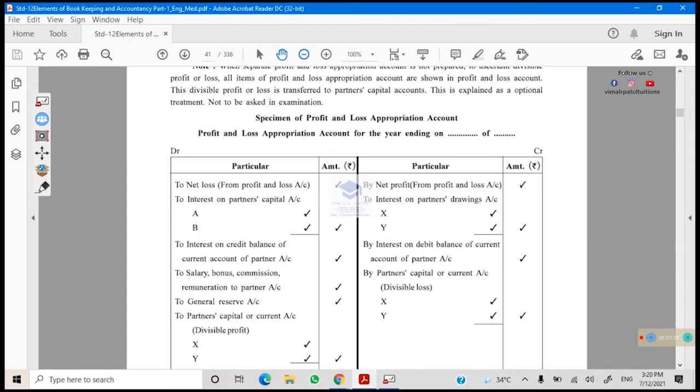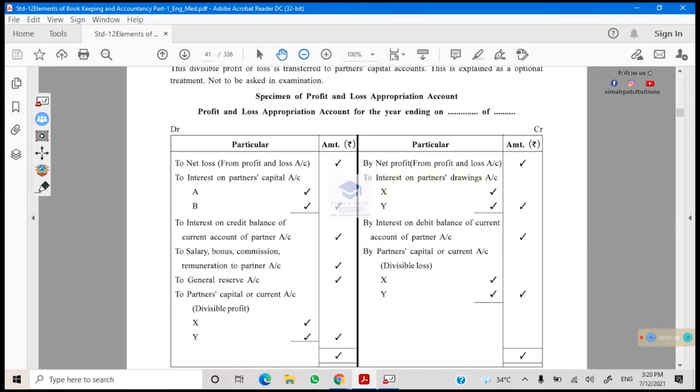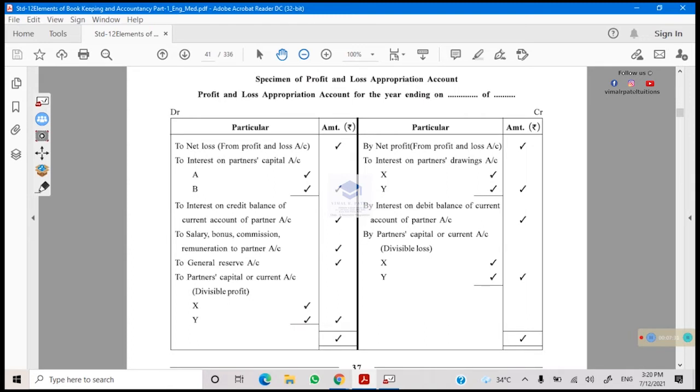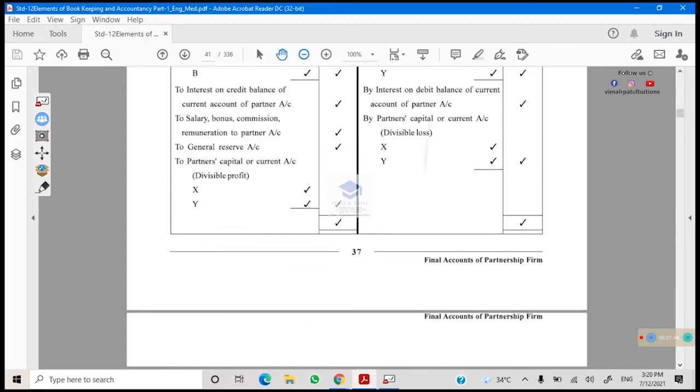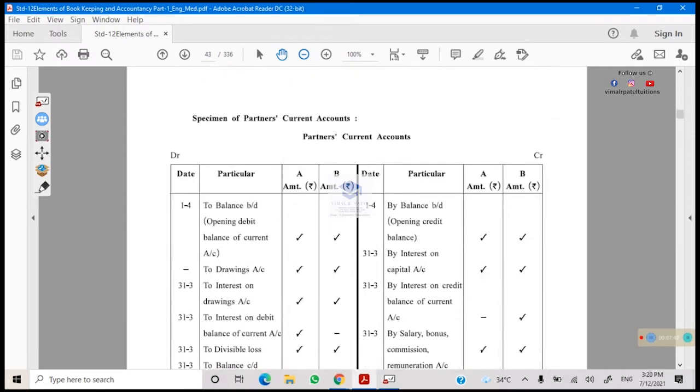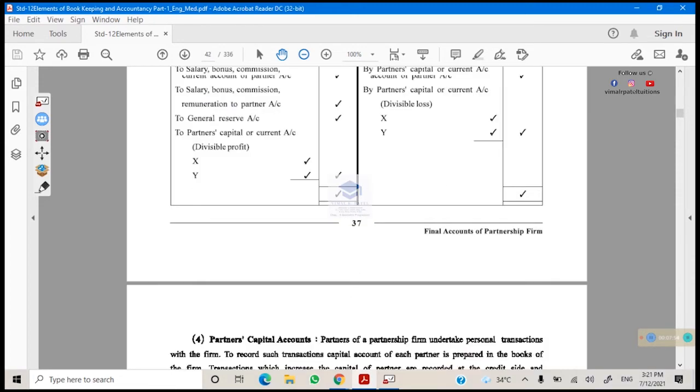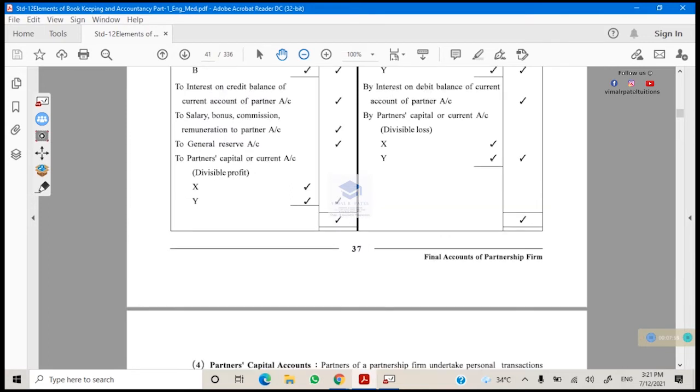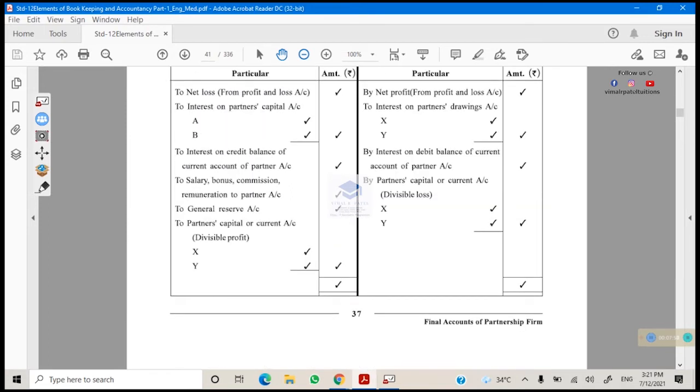Now, adjustment of interest on capital, interest on drawings, salary, commission, remuneration payable to partner. So interest on capital will be having first effect on the debit side of P&L appropriation account, and second effect will be on the credit side of partner's current or capital account. Same way, interest on drawings will be having debit effect on partner's capital or current account and second effect on the credit side of P&L appropriation account.